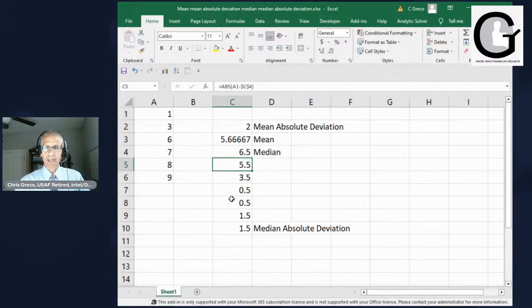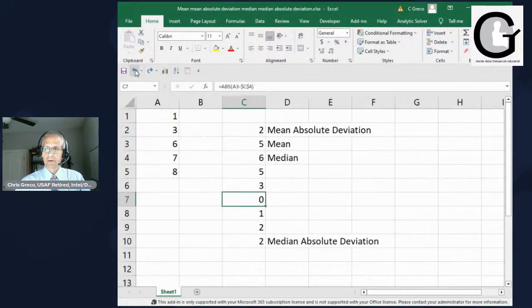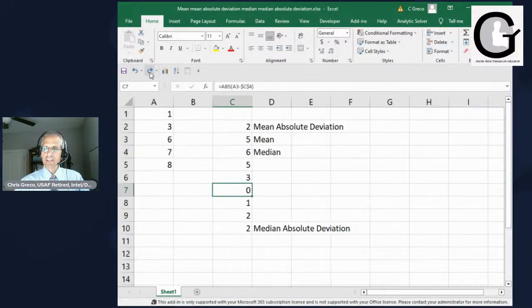It changes the median absolute deviation from what to what? Well, from 2 to 1.5. What did it change the mean absolute deviation? You'd think it would change it, but it didn't. It literally left it the same, at 2.